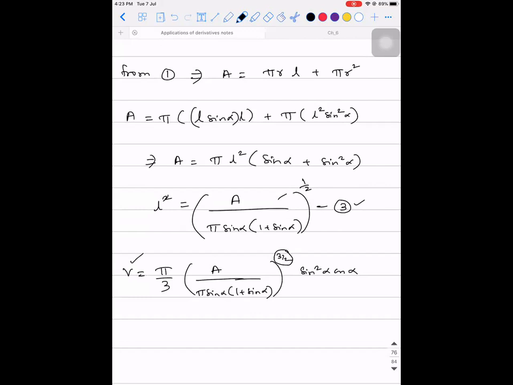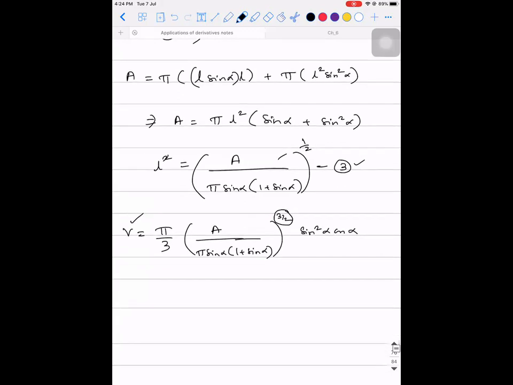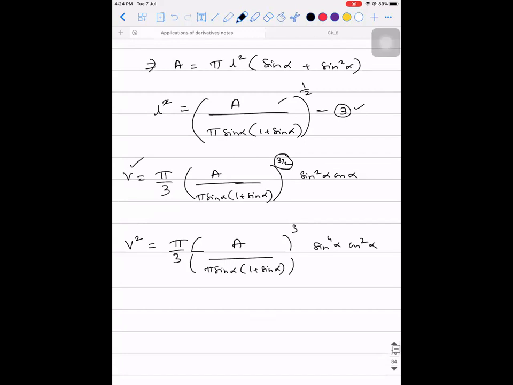If volume has to be maximum, then its square will also be maximum. So V square will also be maximum. So pi by 3 into, we can write it as A divided by pi sin alpha into 1 plus sin alpha, the whole power 3 into sin power 4 alpha into cos square alpha. Okay. So let's try to simplify this. Sin power 4 alpha.